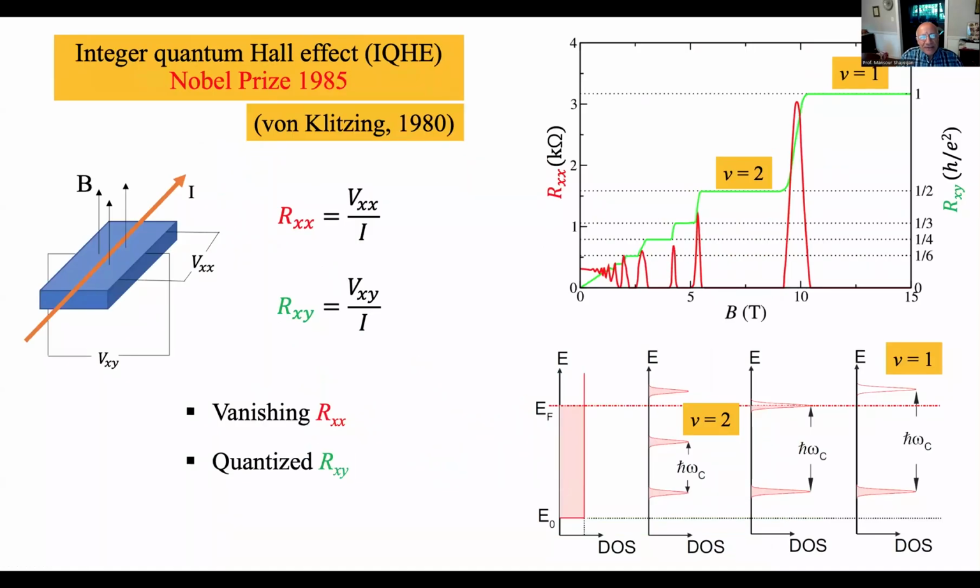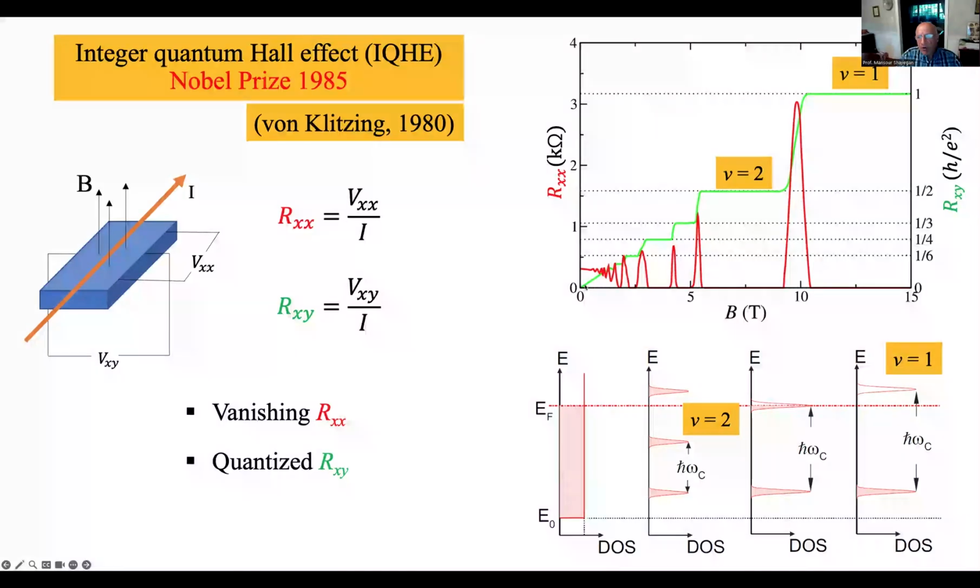The integer quantum Hall effect was discovered in 1980 and got the Nobel Prize in Physics in 1985. The experiment is very simple. You pass a current through one of these 2D systems, you put on contacts, and you measure the voltage along the current or perpendicular to it, the so-called Hall voltage, Vxy. From those, you can get the longitudinal resistance and the transverse resistance. If you plot these as a function of field, you see the following.